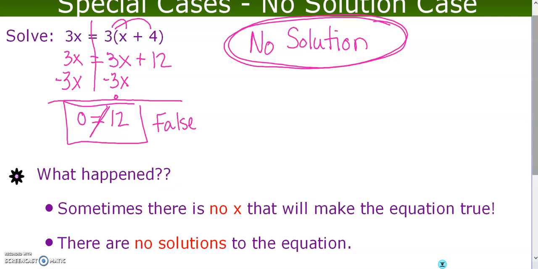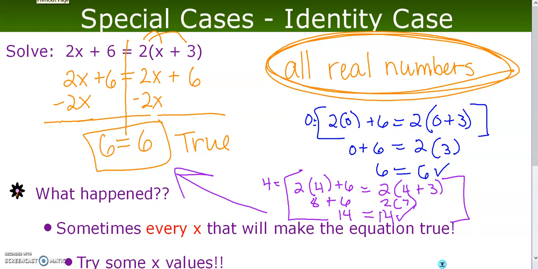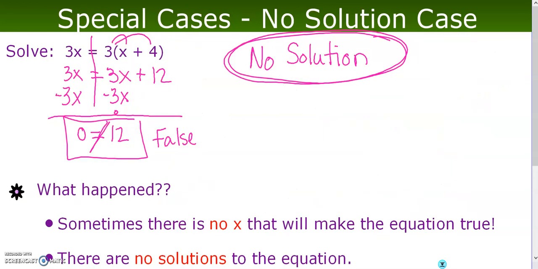So to repeat, we had 2 different special cases. One case, our variable disappeared, and we ended up with a true statement. 6 equaled 6. That was this one. So we say, all real numbers is our answer. Our second special case is when our variables disappeared and we got a false solution. We say no solution.